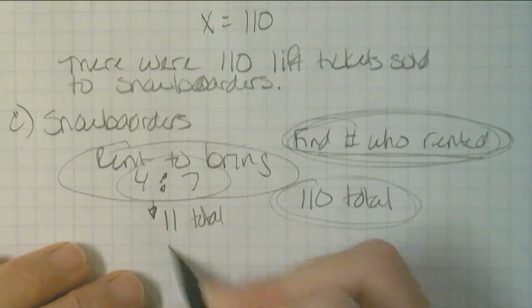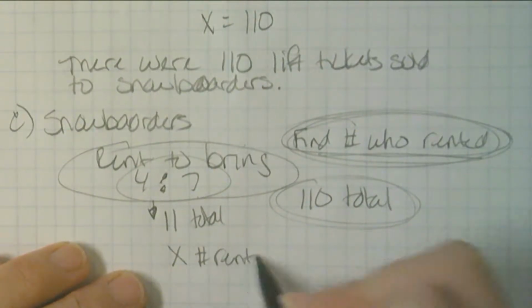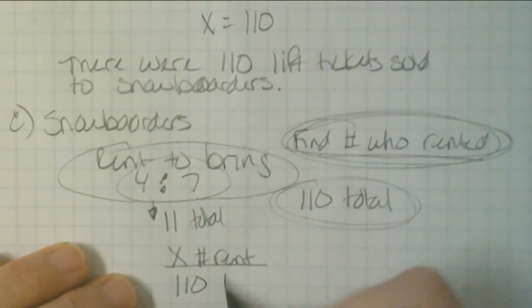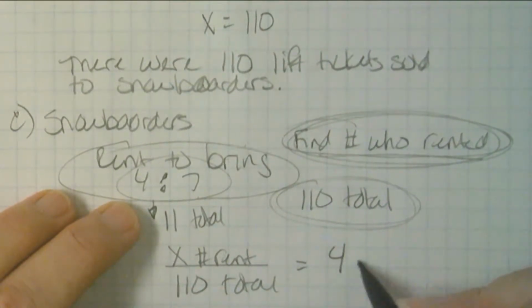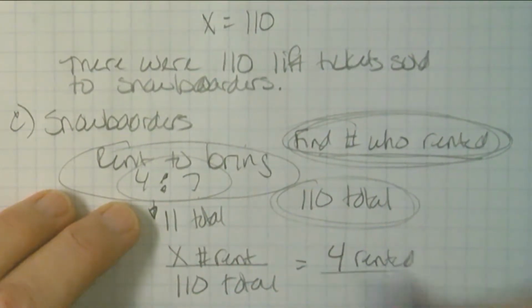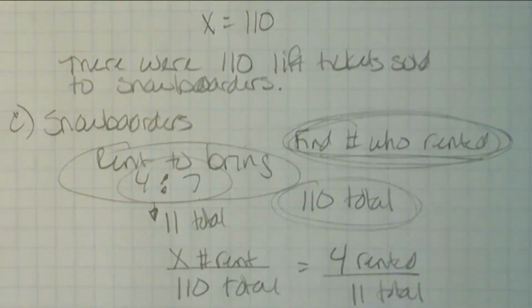All right, so I can do the same thing I did before. If we have X is the number of rent over 110 total, this is going to be equal to, well, I know that 4 rented out of the 11 total in my sample set. And then you could solve that.